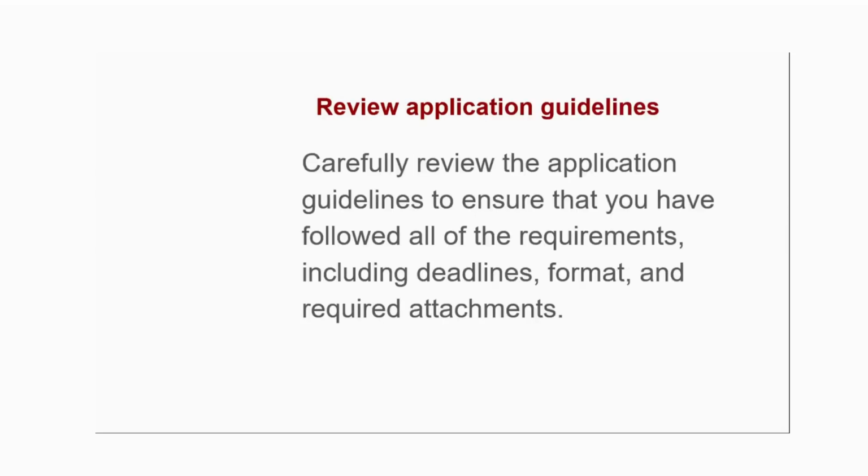So the first thing you want to do is to review the application guidelines once more. Now with this, you are required to carefully review the application guidelines to ensure that you have followed all the requirements. Some of the requirements include the deadline, the format, and the attachments.